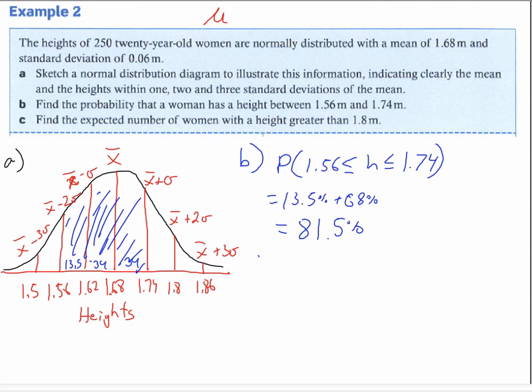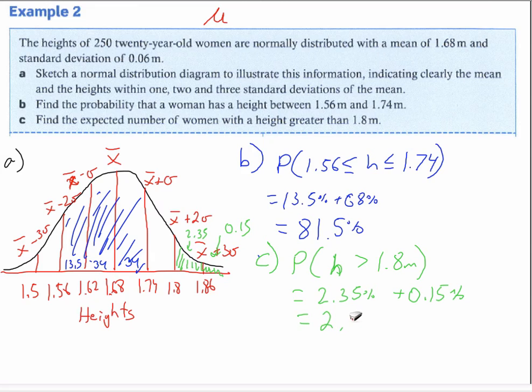Alright, part C. Find the expected number of women with a height greater than 1.8 meters. So that would be this region right here. So the probability that the height is greater than 1.8 meters is going to be equal to 2.35% plus 0.15%. Okay, that's 2.35, and that's 0.15. We'll add that together to get 2.5%.